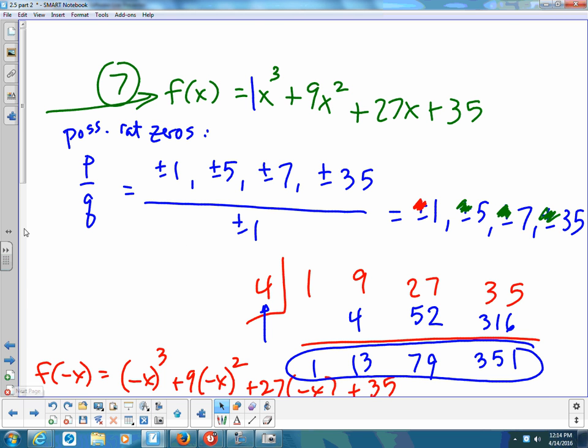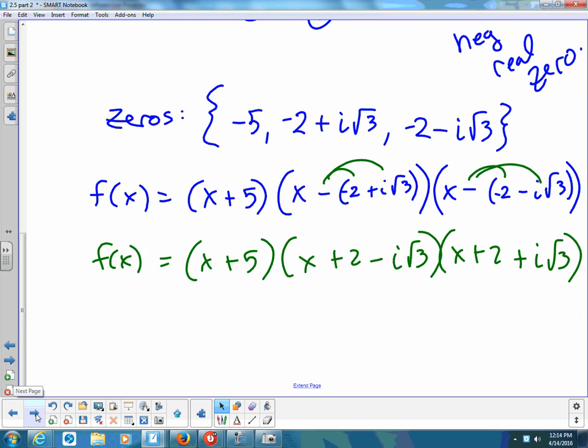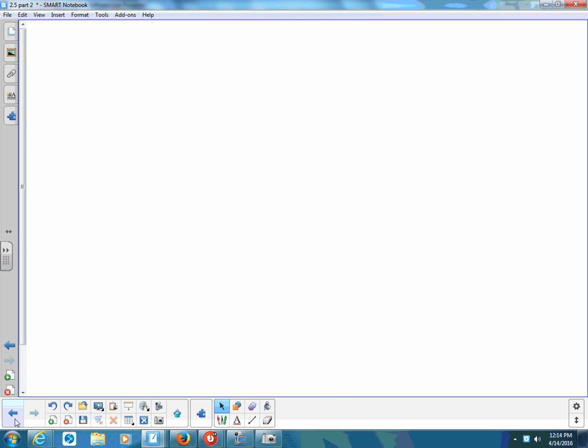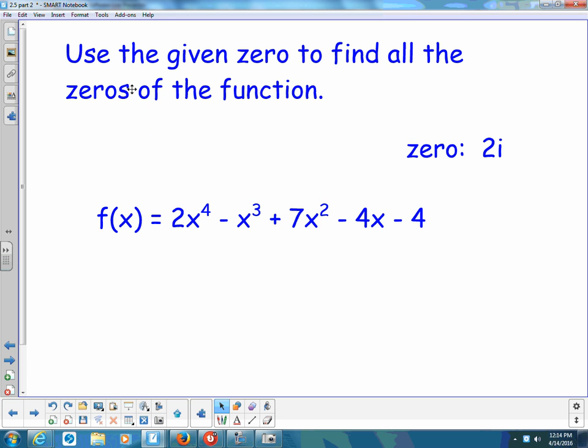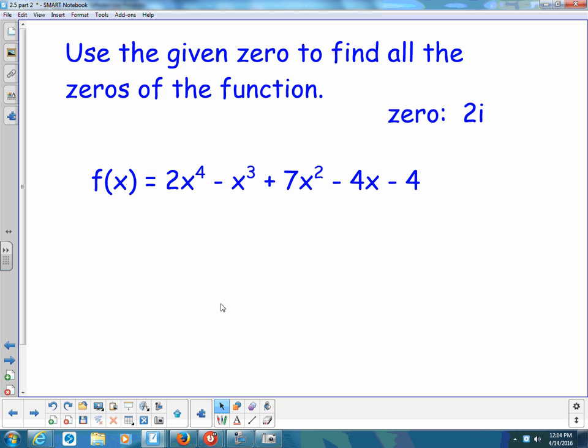All right, anything else that I want to talk about in this section? Did I miss anything important? Oh, this is the one I was going to do, right? I just remembered that we didn't finish up number 7, but I want to look at this one. It says, use the given 0 to find all the zeros of the function. So if 2i is a 0, how many zeros are we looking for? 4, because it's a degree 4. This is only one of our 4 zeros. Everybody with me? Do you know any other zeros right away?